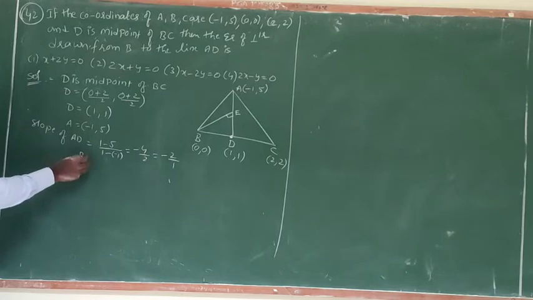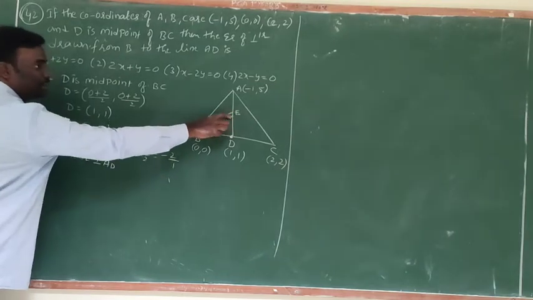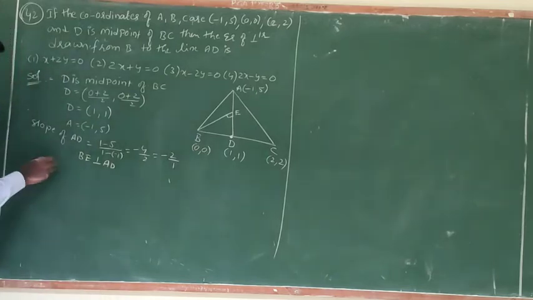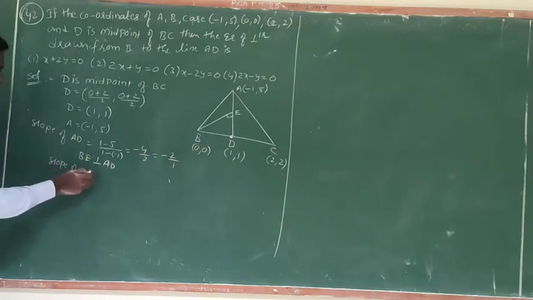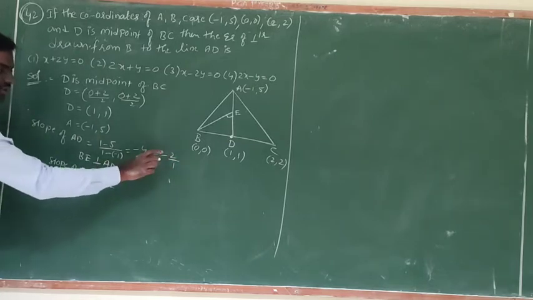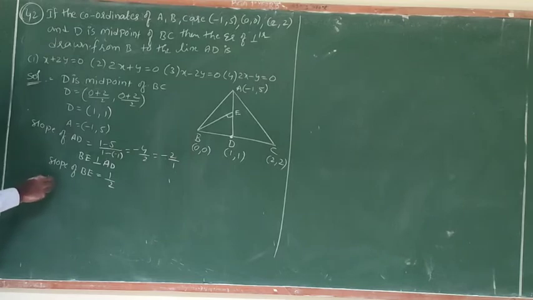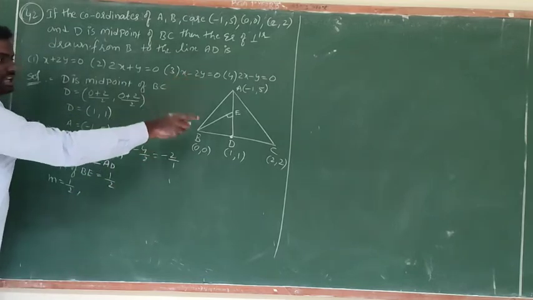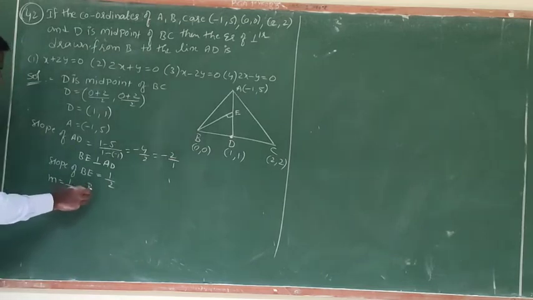But BE is perpendicular to AD. That implies for the slope of BE, take the reciprocal and change the sign. What is the reciprocal of 2 by 1? 1 by 2. Here minus, here plus will come. Therefore, m is 1 by 2. But this BE is passing through which point? B point, that is 0 comma 0.